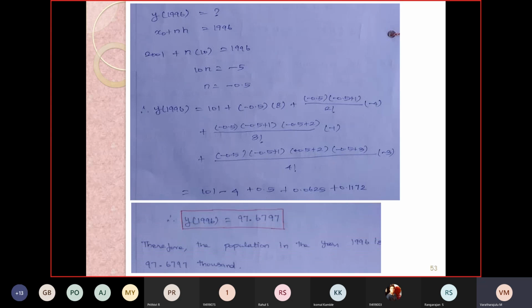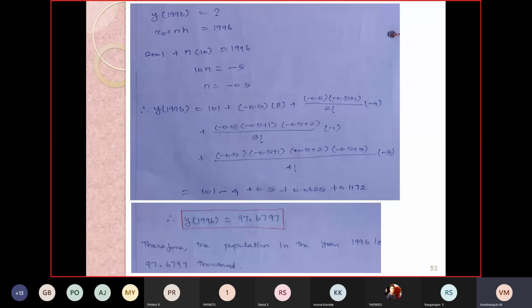And the result of this particular problem is 97.6797. Therefore, the population in the year 1996 is 97.6797 thousand.